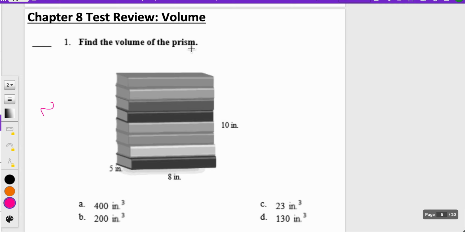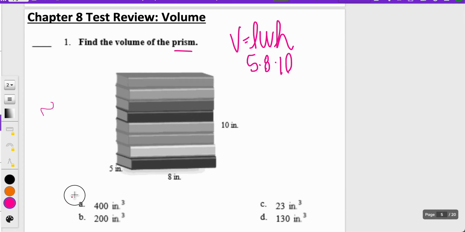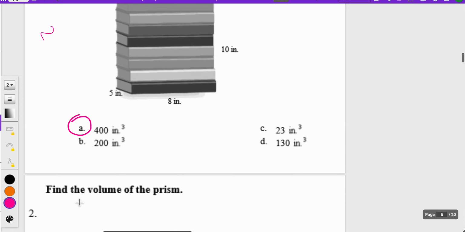This first one is a rectangular prism. So on your test it'll just say find the volume of this prism. So you just have to know what volume formula to use, and according to our volume formula sheet, we're just going to do length times width times height. So we can do 5 times 8 times 10, and we're going to get A, 400 cubic inches.